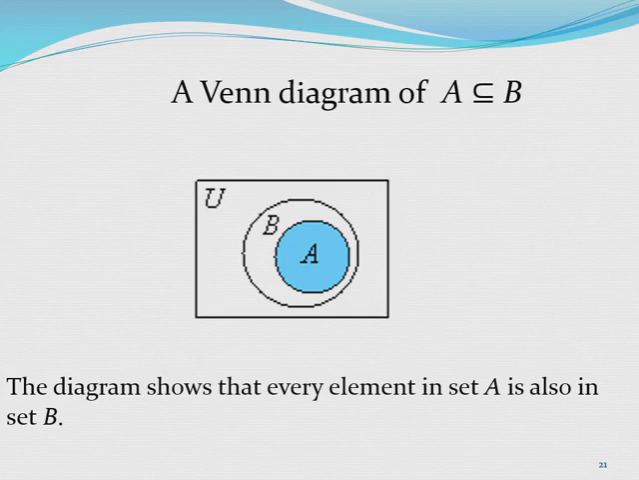Here is a Venn diagram of A subset of B. A is contained in B, and A and B are contained in the universal set U. The diagram shows that every element in set A is also in set B. Hope you have got a clear understanding of what a Venn diagram is now.